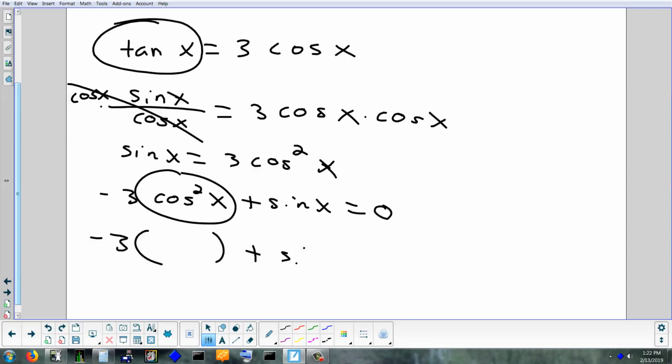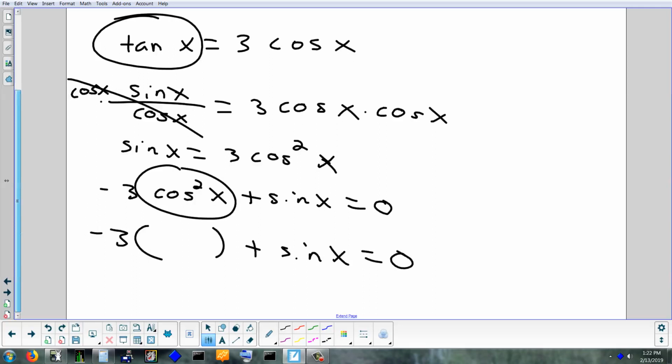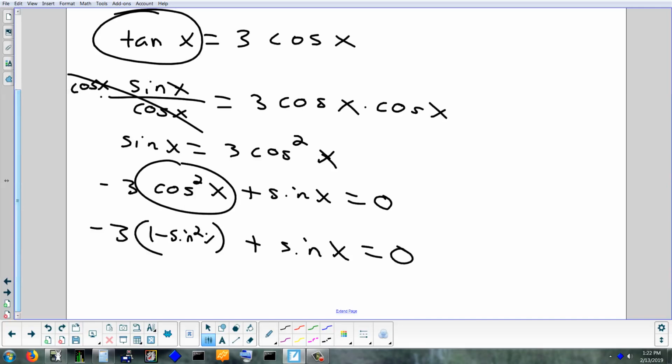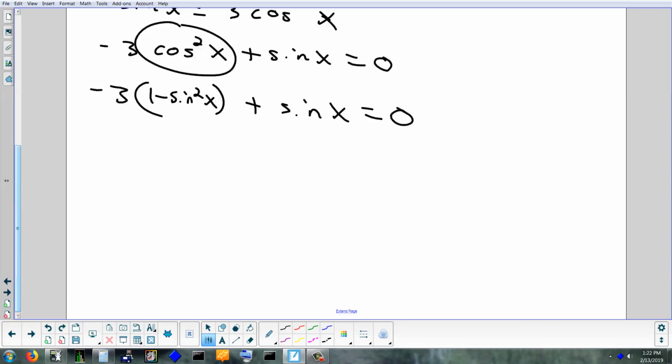Now, we have to decide what we're going to change it to. What is cosine squared? And the goal is to rewrite it with sine, because you want to get all sines. 1 minus sine squared. Okay, now distribute, and let's see what we get. We're going to get a negative 3. I'm going to put that at the end. That's my constant. Positive 3 sine squared x plus sine x minus 3 equals 0. Now, that doesn't factor.